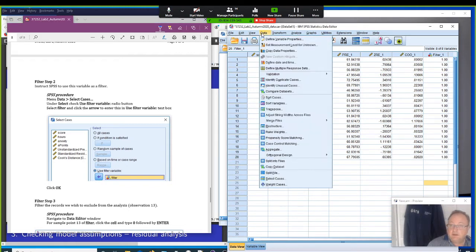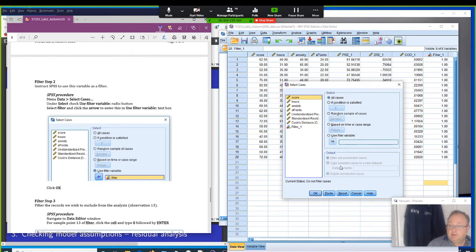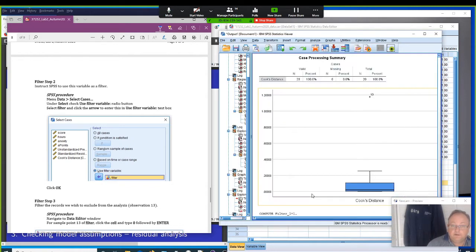Okay, so the data menu, we're going to select cases, and select cases isn't far away down the bottom. We're going to come down here and tell it to use a filter variable. I'm going to click on my filter variable and populate that field. So as it produces data, I want it to include this filter variable.